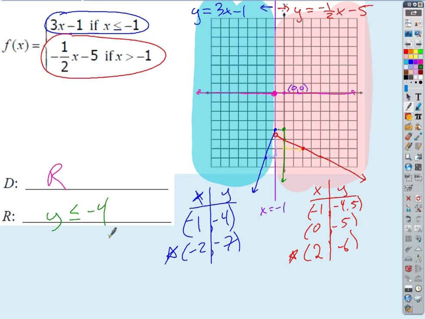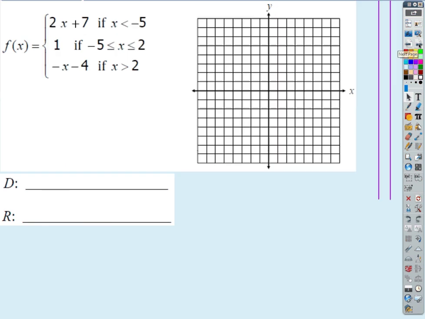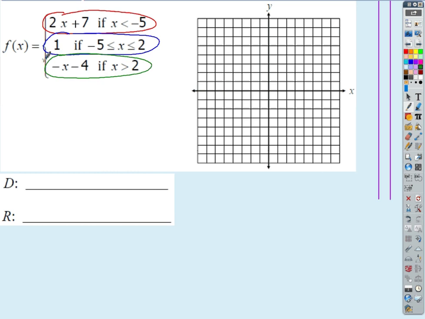Okay, let's do one more. One more of these. So now we'll do one with 3 pieces. Okay? So let's do same things before. We got a red piece. Like a tangerine piece. Well, I don't know if I have tangerine in my color palette there. It's pretty simple. So we got red, blue, and green.